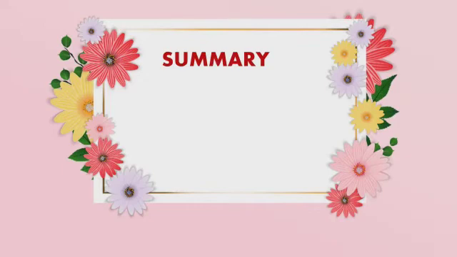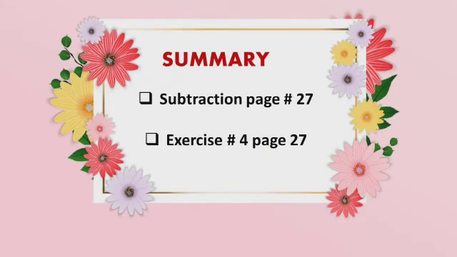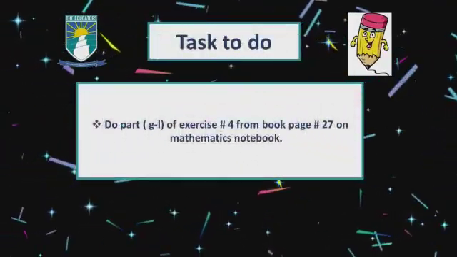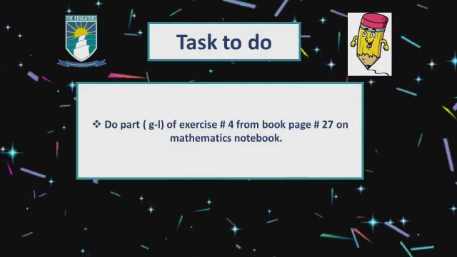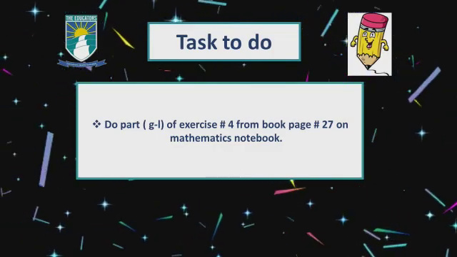I hope you have understood today's lesson. Let's summarize it once again. In today's lesson, we discussed subtraction, page number 27, and we solved exercise number 4, parts A till F in the mathematics notebook. I hope you have understood today's lesson. Next, move on to the task to do. Do parts G till L of exercise number 4 from the book, page number 27, in the mathematics notebook.